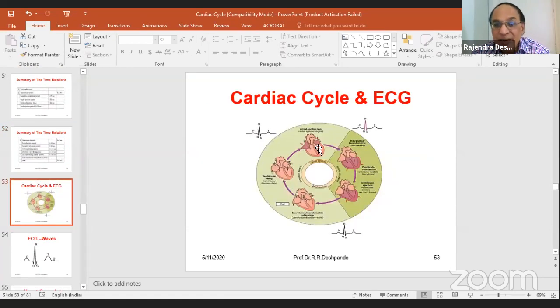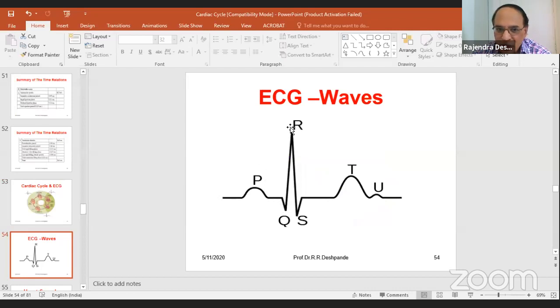Again, you can see this electrical current can be noted by ECG, electrocardiogram. As everybody knows, P, Q, R, S, T. P indicates the atrial contraction, write down P, atrial contraction. Then QRS complex, ventricular contraction. And the T wave, ventricular relaxation. These are the interpretations of electrical waves. What is ECG? It is a graphical record of electrical activities of the heart.